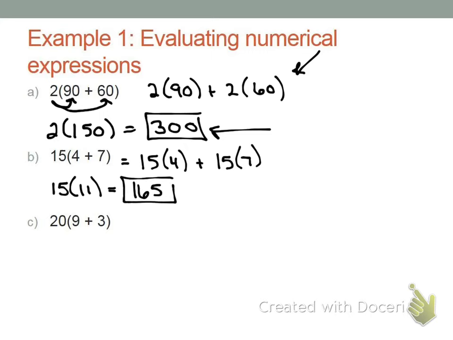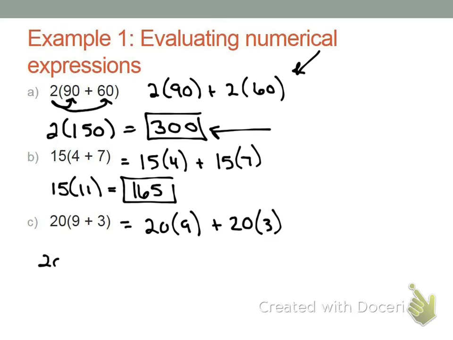All right, what about C? Somebody want to give that one a shot? What would be my equivalent expression? L'Oreal? 20 times 9 and 20 times 3. And what sign goes here? An addition sign. Why an addition sign, not subtraction? Because 20 is positive. Okay, that's why. If 20 was negative out there, which you're going to see in a minute, then it would be a subtraction sign there. All right, so now we just evaluate.